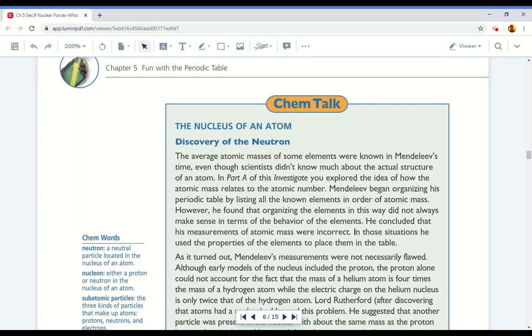In Part A of this Investigate, you explored the idea of how the atomic mass relates to the atomic number. Mendeleev began organizing his periodic table by listing all the known elements in order of atomic mass. However, he found that organizing the elements in this way did not always make sense in terms of the behavior of the elements. He concluded that his measurements of atomic mass were incorrect. In those situations, he used the properties of the elements to place them in the table.